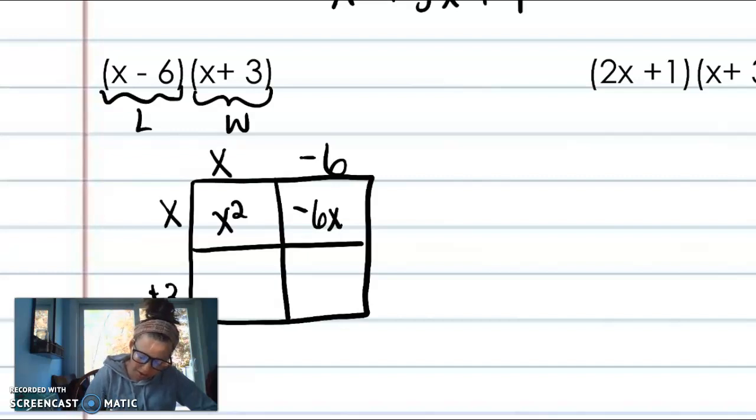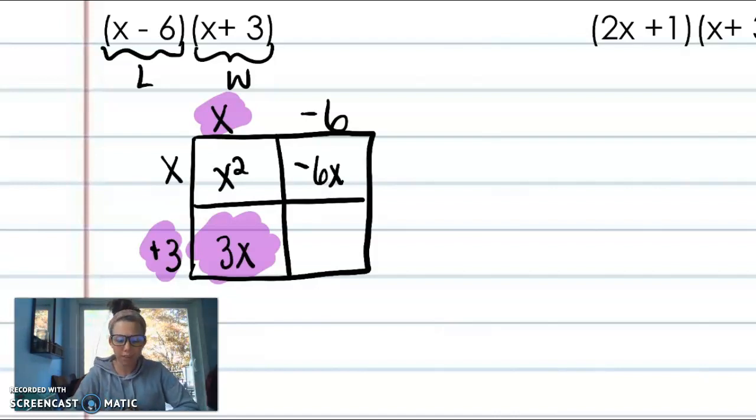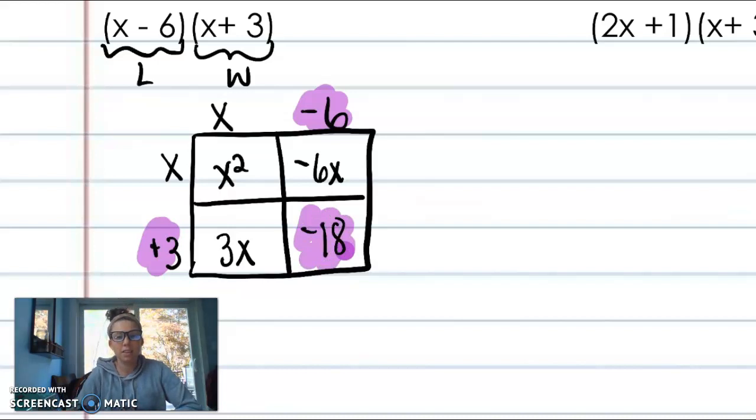Okay. And then x and the 3 is going to make that box there. We can't really see it. There we go. So that's going to be just a positive 3x. And then the last box here is going to be negative 18 because it's going from here and here to negative 18.